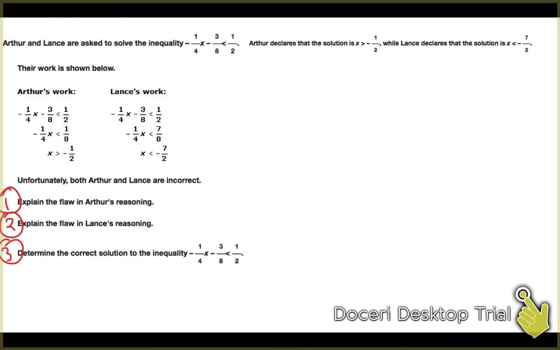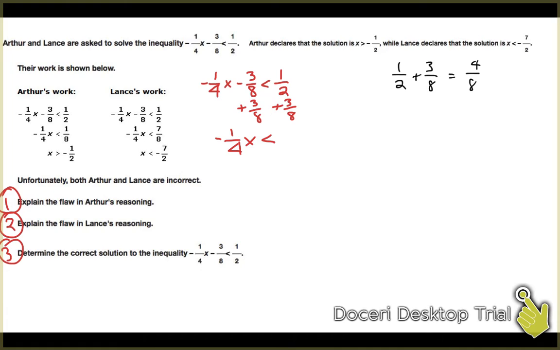So, I have negative 1/4 x minus 3/8. So I need to add 3/8 to each side because that's the inverse operation, or the additive inverse, of negative 3/8. I get negative 1/4 x is less than, over here I'm going to do my busy work with 1/2 plus 3/8. I need a common denominator, so that gives me 4/8 plus 3/8. Well, that gives me 7/8. Okay, so I have negative 7/8.